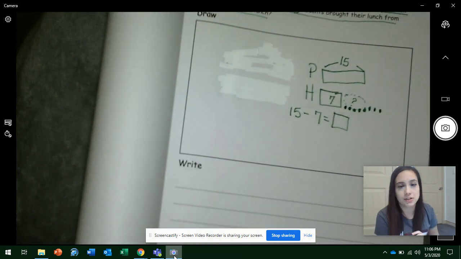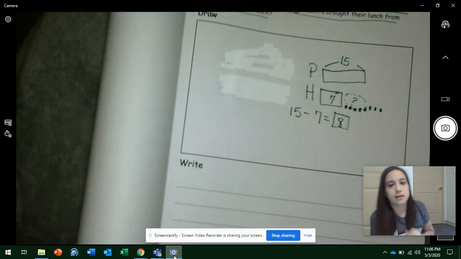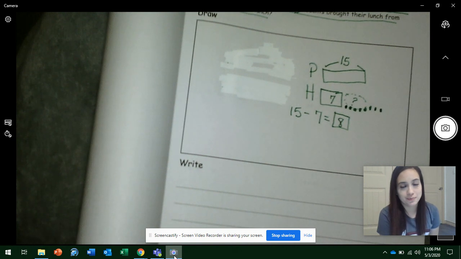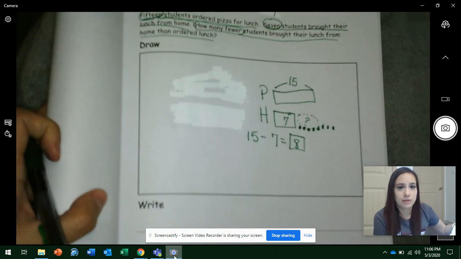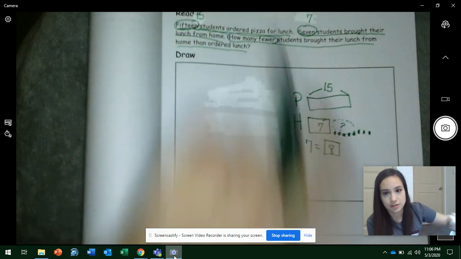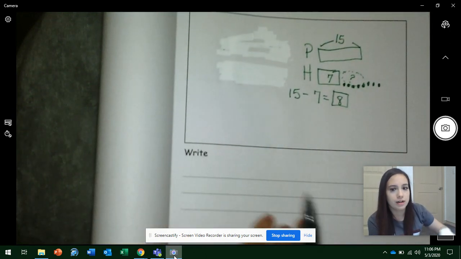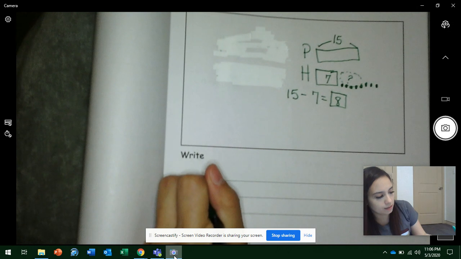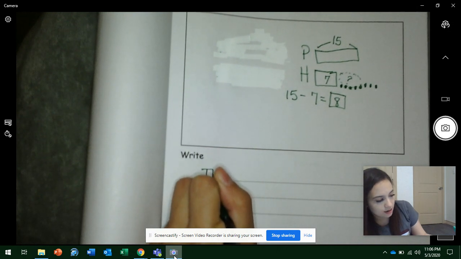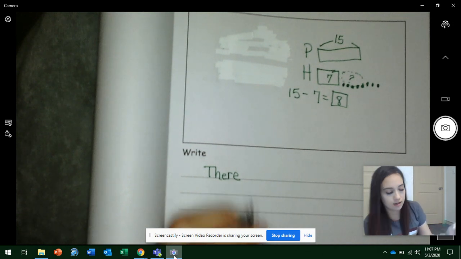What's our missing part, boys and girls? Get ready. 8. So now you can go ahead and put it in the box if you hadn't already done so. Now we just have to write our statement. Let's go back to our question so that we can answer it using words. How many fewer students brought their lunch from home than ordered lunch? Well, now we can answer it using words. You can write it here or you can write it on the lines. We can start by writing there. I write, you write. Make sure you're writing it with me.